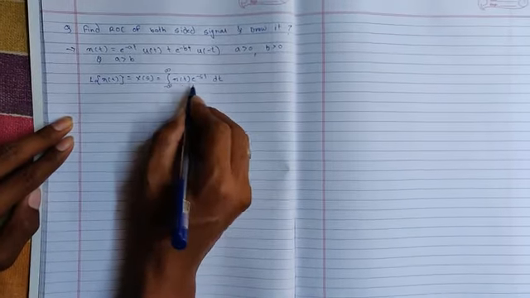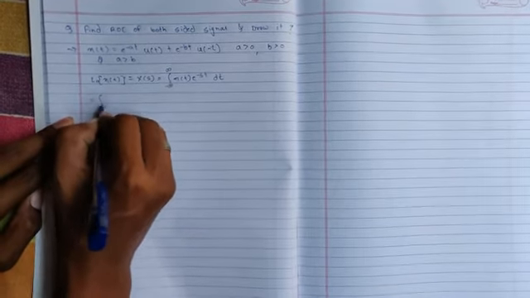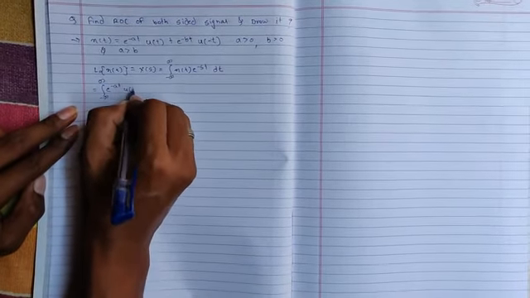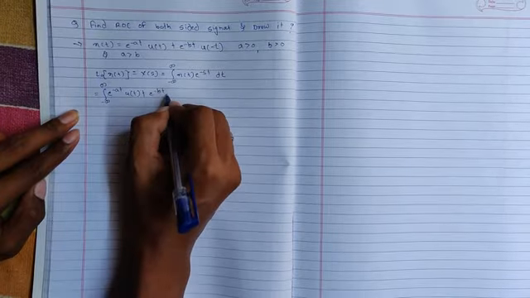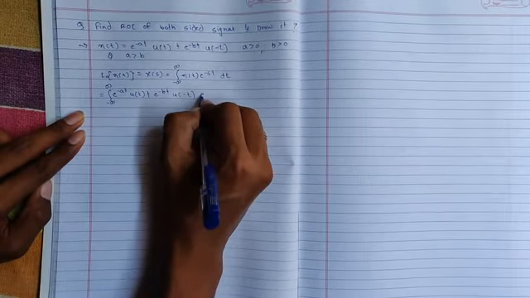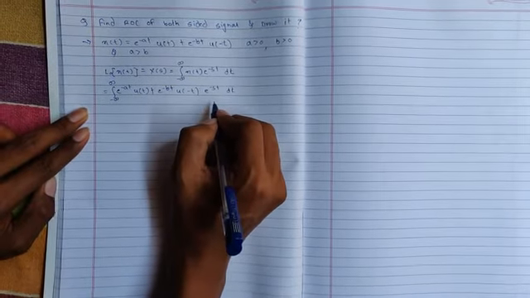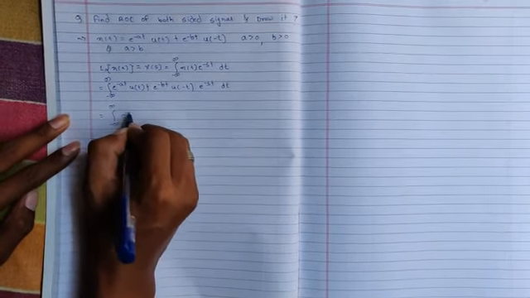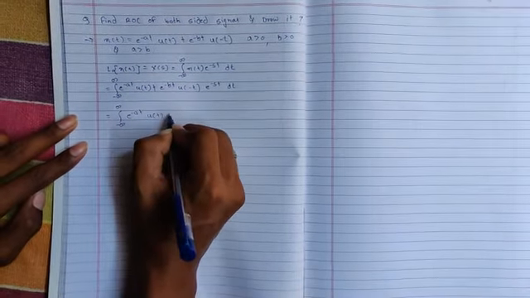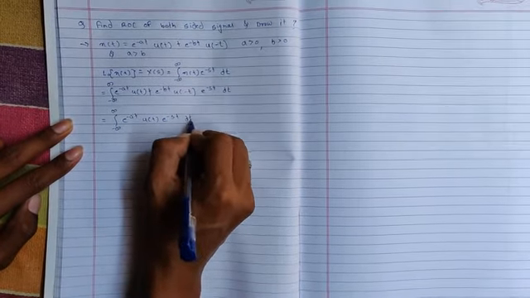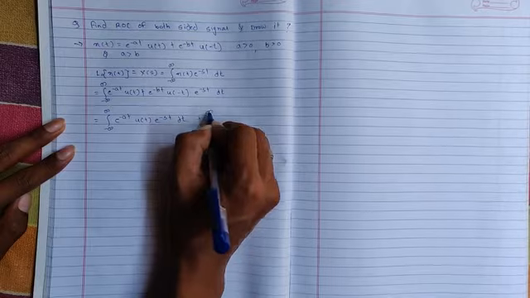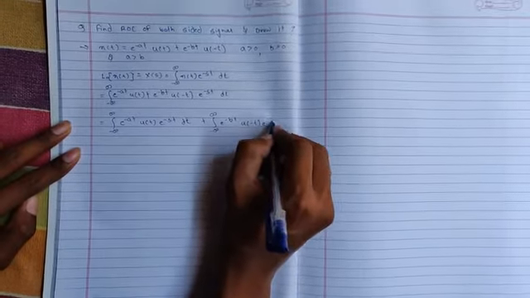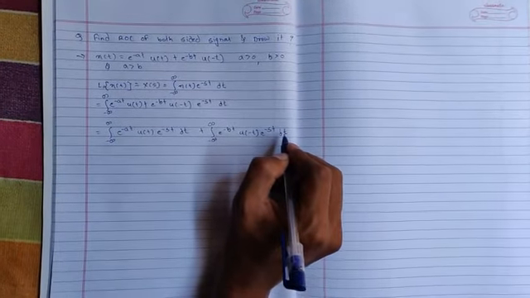dt. Now we will put the value of x of t in this: the integration from minus infinity to infinity, where x of t's value is e raised to minus at u of t plus e raised to minus bt u of minus t, times e raised to minus st dt. Now we will integrate this separately. Therefore, the integration from minus infinity to infinity of e raised to minus at u of t e raised to minus st dt plus the integration from minus infinity to infinity of e raised to minus bt u of minus t e raised to minus st dt.